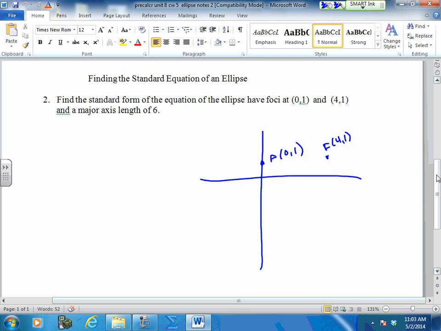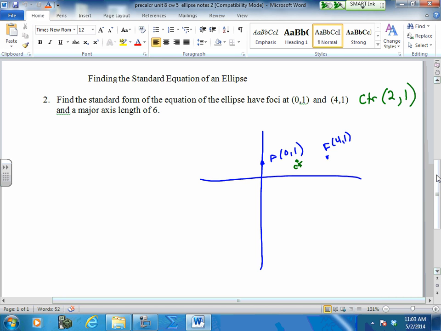Okay, leave the length of your major axis alone a minute. Where do I find the center of my ellipse? In between both of those. In between both of these guys. So how do I find the guy that's in between them? Count the spaces. So there's 4 all together. So what's half of 4? 2. So my center is what? (2, 1).